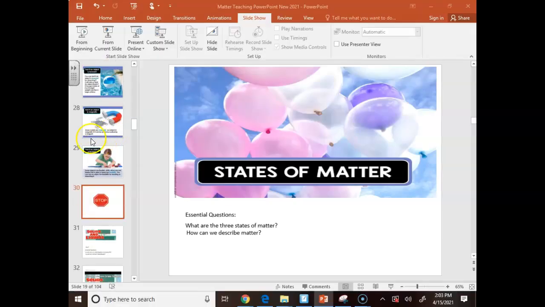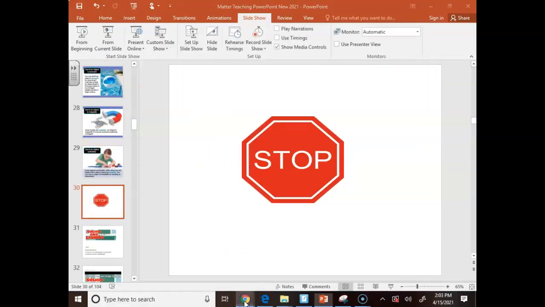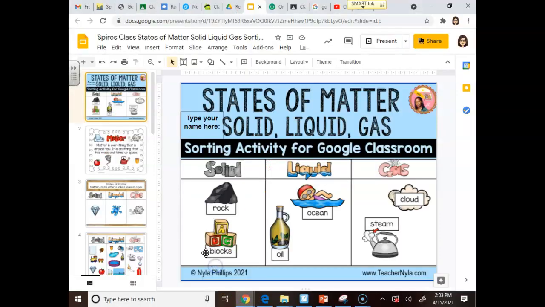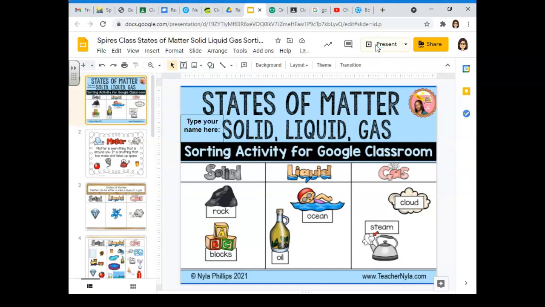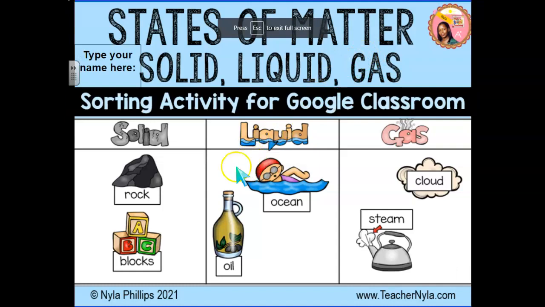All right, now let's review our 3 types of matter today. All right, it says states of matter: solid, liquid, and gas. You can type your name here when you get your copy. It says sorting, solid, liquid, and gas.